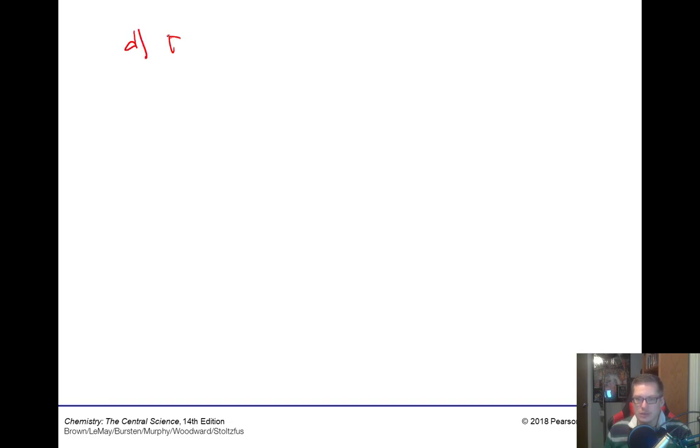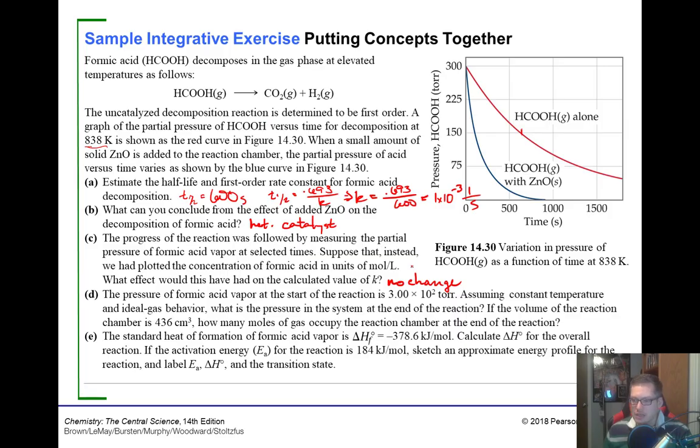All right, so we can use ideal gas, so we're going to use PV equals nRT, and it says we want to solve for moles, so n is equal to PV over RT. Now it says we have the volume, that's 436. The pressure at the start was 300 torr, but it wants us to know what is the pressure at the end of the reaction. Well, that's pretty easy.